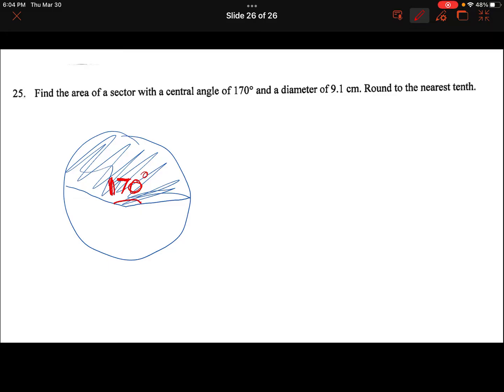The diameter is 9.1. Well, we want the radius because we're talking about area here, pi times radius squared. So if the diameter is 9.1, then the radius is half of that, or 9.1 divided by 2. Let's get that out of the way first. 9.1 divided by 2 gives us 4.55. Do not round this at this point. We want to keep it as exact as possible until the very end. So 4.55 here.